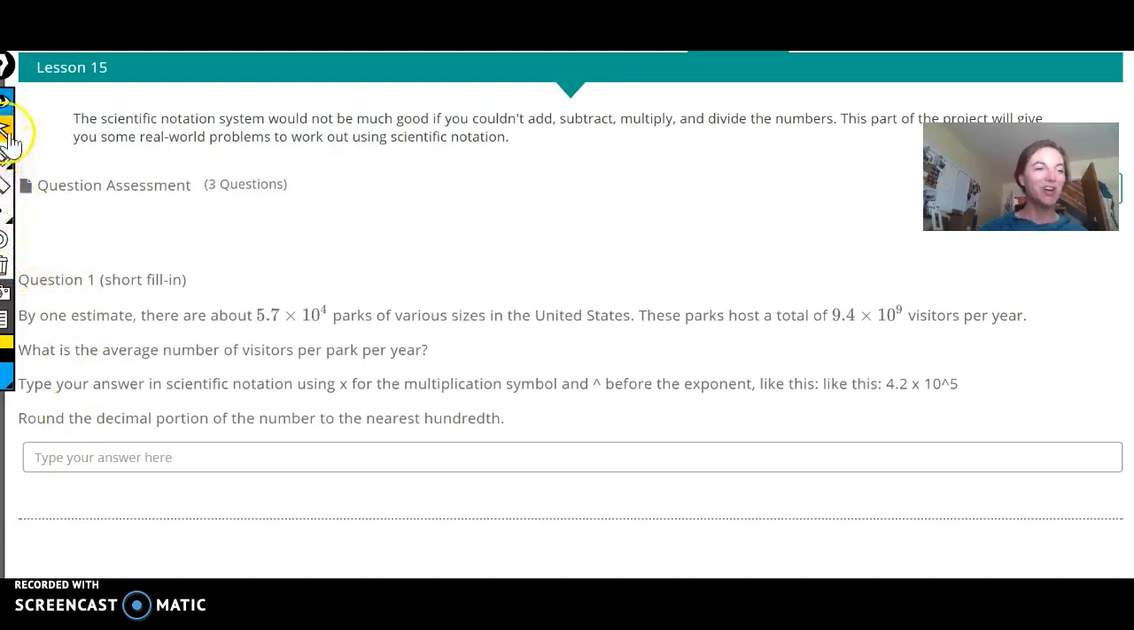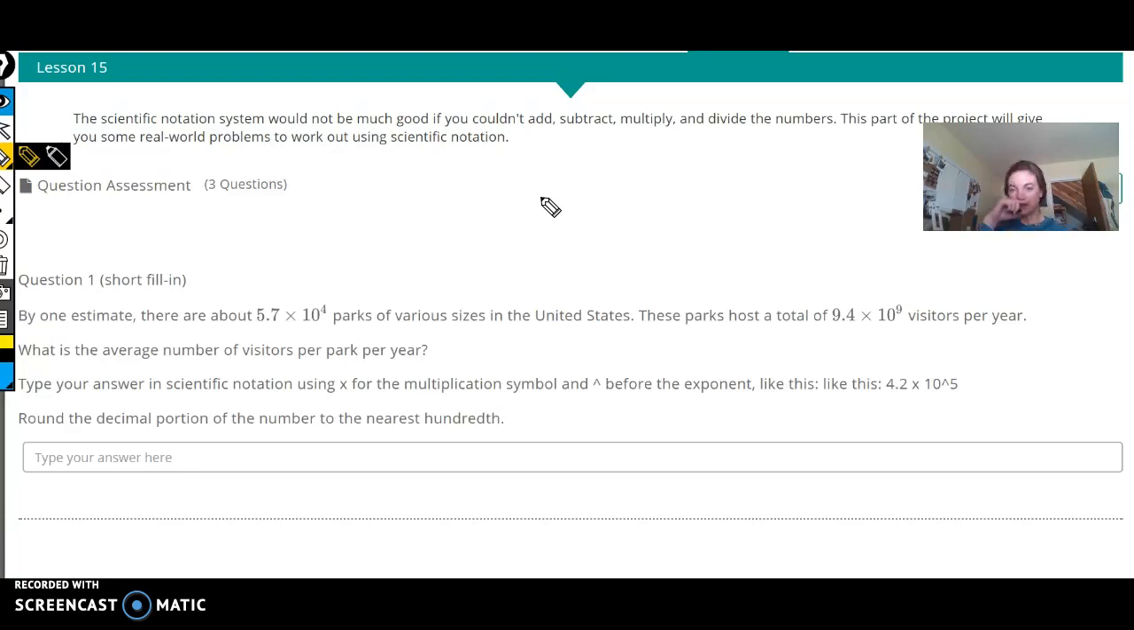Okay, so what we need to figure out is if we've got 9.4 times 10 to the 9th visitors and we have 5.7 times 10 to the 4th parks, then what does that average out to visitors per park? And obviously this is not really an accurate number because some parks barely get any people while some parks get millions of people. So this is just for purposes of math.